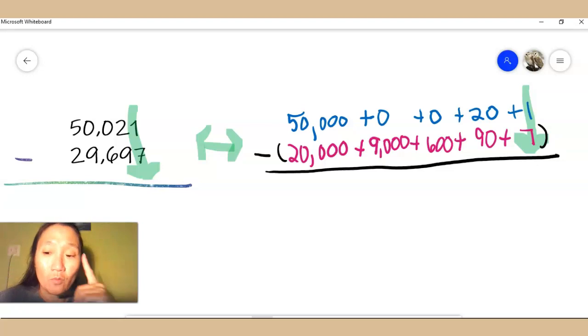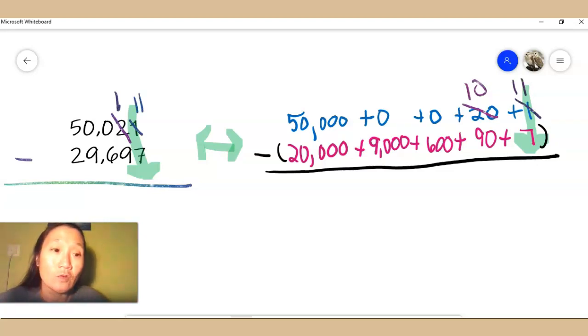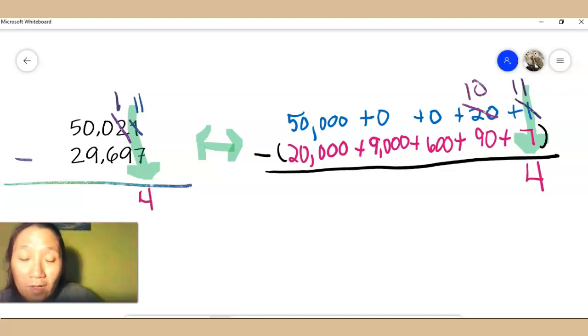So 1 take away 7, you can't do it. So at this point, you have to borrow. You're going to come over here and say, I do have something in the tens place that I can borrow. I'll take one group of 10 and give it to the 1. So I take 10 away, give it to the 1, and that becomes 11. So this becomes 1, and this becomes 11 right there. So 11 take away 7: 7, 8, 9, 10, 11, which would be 4, because I counted up. So 7 plus 4 does equal 11. So there's the 4 there.